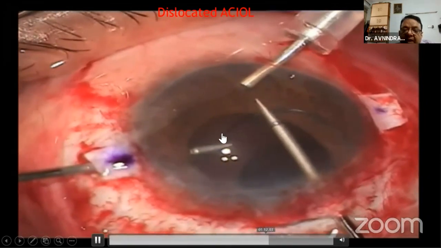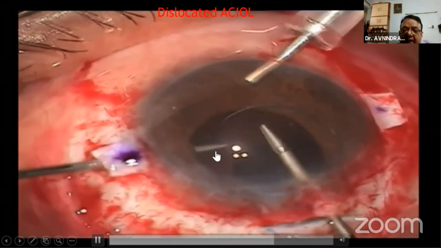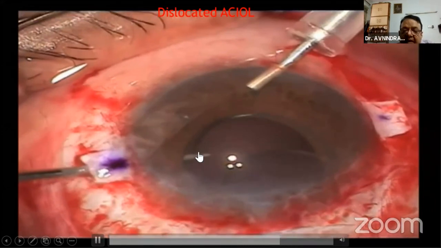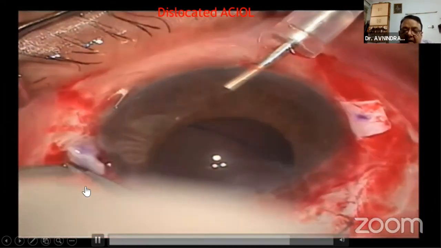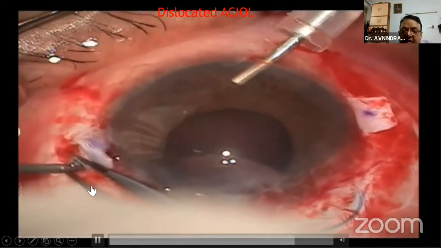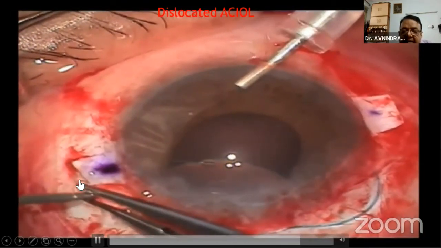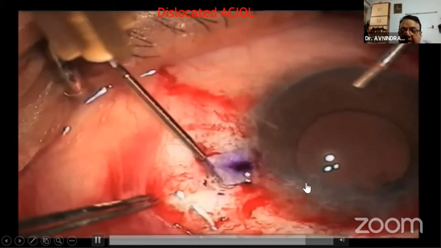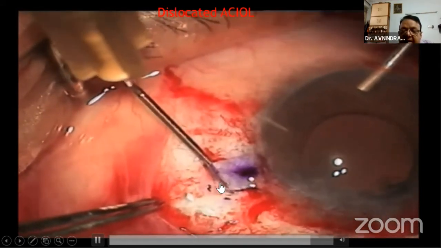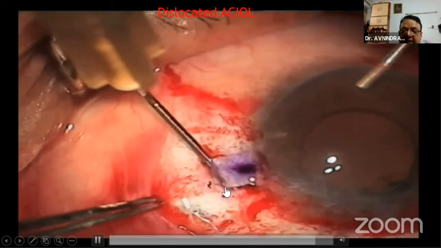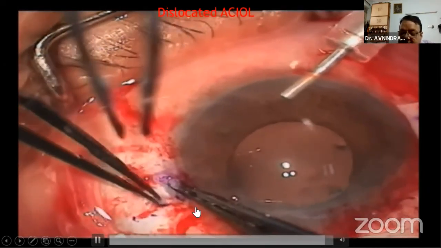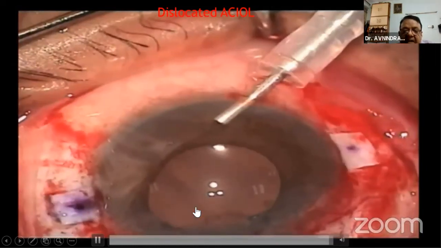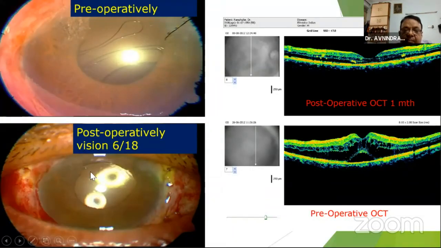You can see I am holding the tip of the haptic. What everyone has told in this course, that catching the tip of the haptic is important. Otherwise, you will land up with kinking of the haptic or a broken haptic. The haptic is internalized. The other haptic is also externalized. A Scharioth tunnel is created with the help of a 26 gauge needle, and then this haptic is internalized in the tunnel. And you can see the post-operative picture, a well-centered IOL.